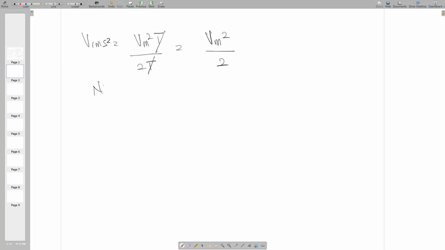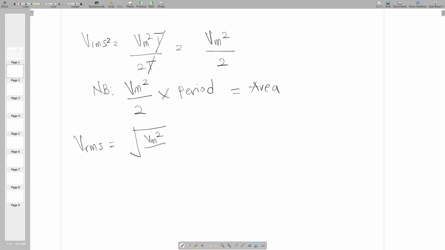But note that if you have this Vm squared on 2 and you multiply it by the period of the sine wave, you should get the area under the sine wave. But then if you want the RMS value, you will take just the square root of the Vm squared on 2, and then your final answer will be Vm all over root 2.